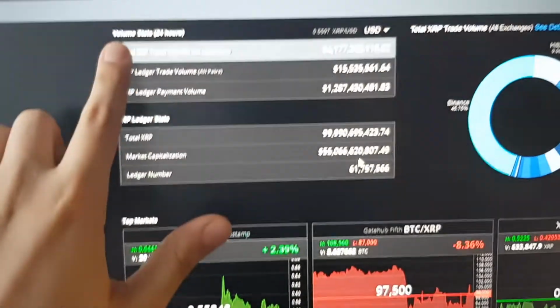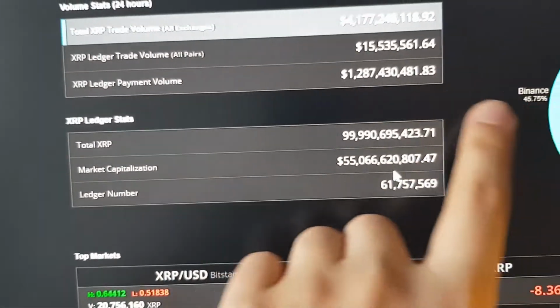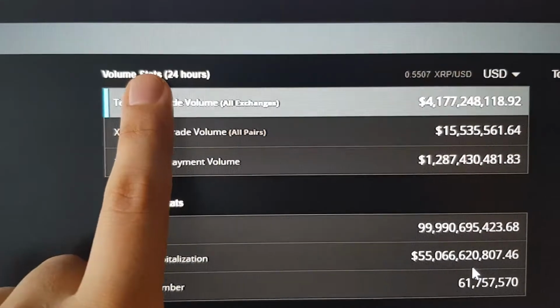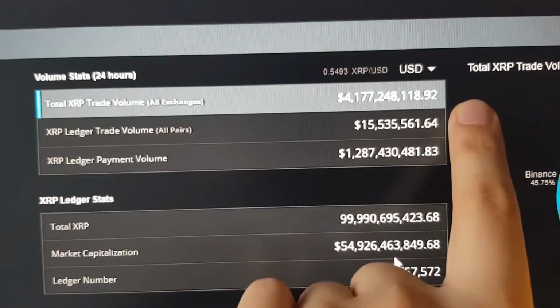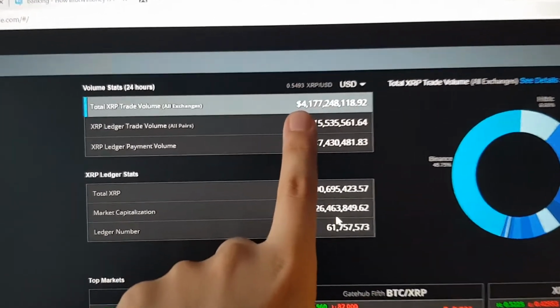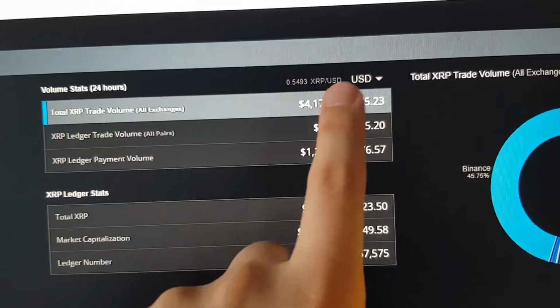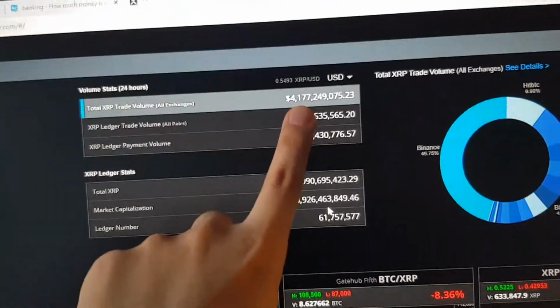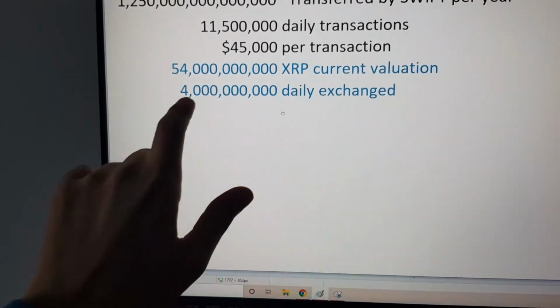I've pulled up the official XRP charts from ripple.com, and these give some statistics for the past 24 hours, as well as just in general. So currently, if you add up all of the XRP, it's valued at 55 billion US dollars. Now, in the past 24 hours, we have a total trade volume equivalent to about 4 billion US dollars. So this means that currently on the daily, XRP is handling about 4 billion US dollar equivalents in transactions. So let's see what percentage of the total Swift market that would end up being. So let's start calculating. We currently see that XRP handles about 4 billion US dollars exchanged every day.